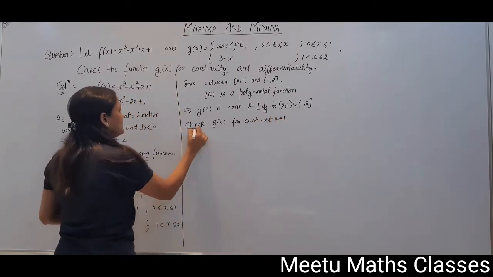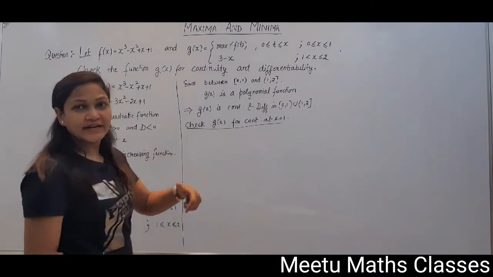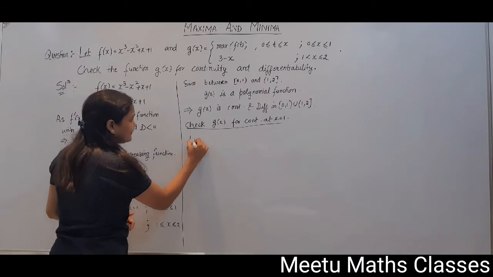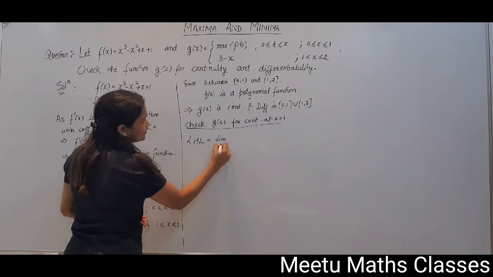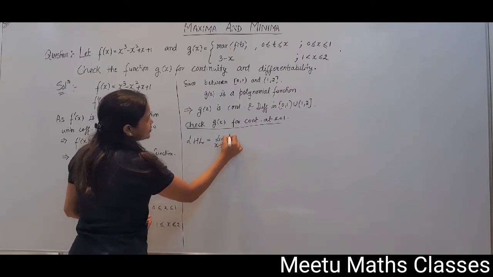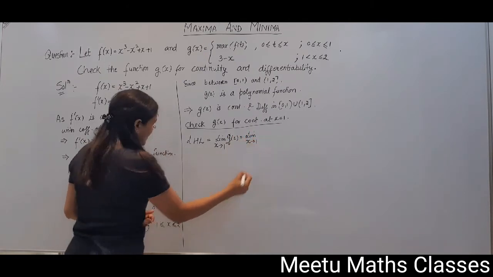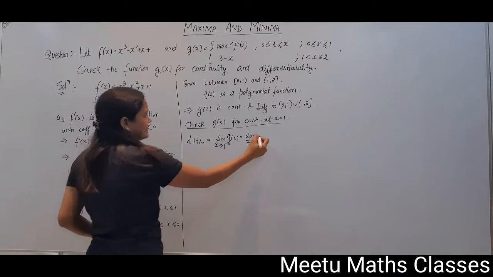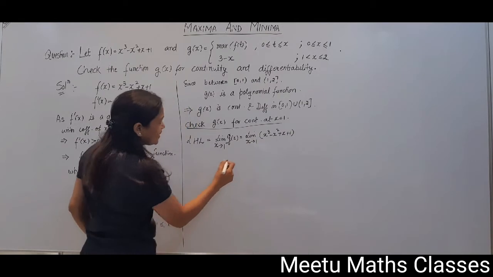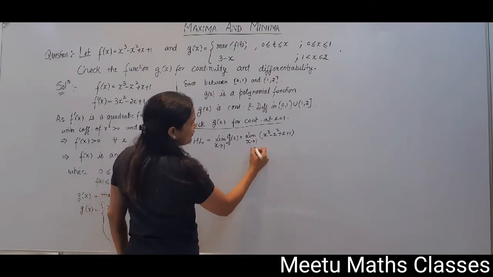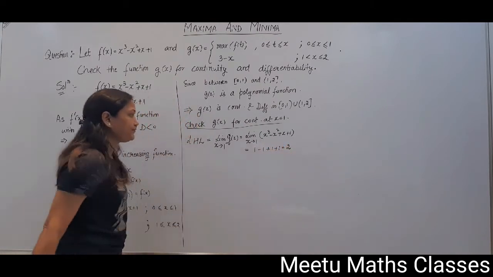Your function will be continuous at x equals 1 when the left hand limit and right hand limit are equal. So let us take the left hand limit first. Left hand limit is limit x tends to 1 minus g(x), and to the left side of 1 your g(x) is defined as x cube minus x square plus x plus 1. When x equals 1, it is 1 minus 1 plus 1 plus 1, which equals 2.